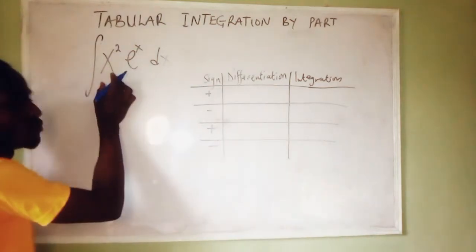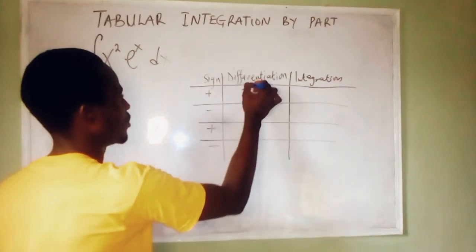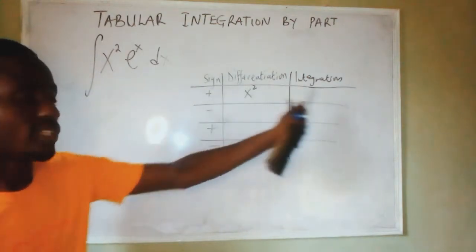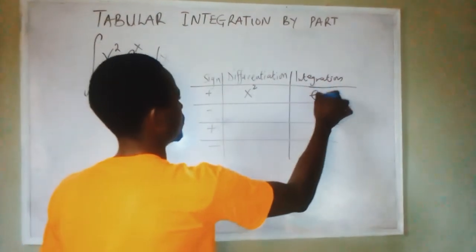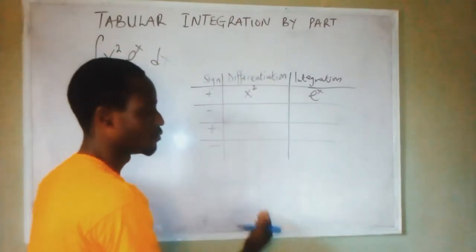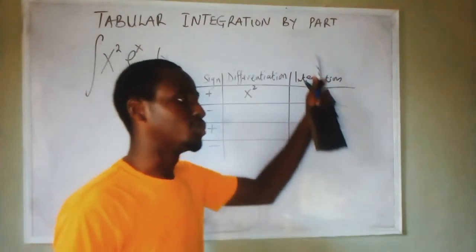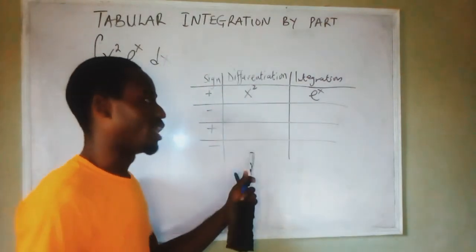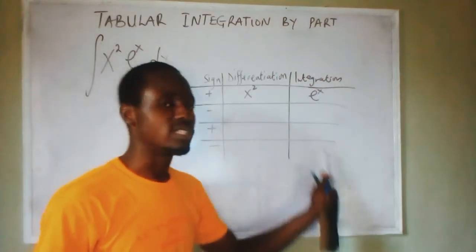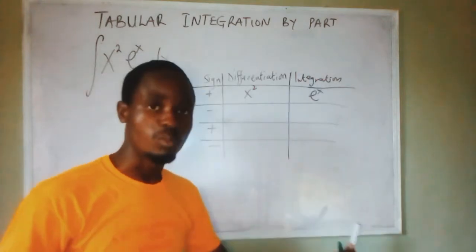Now, this first part of the integral, which means this term x squared, I'm going to place it here, x squared. I'm going to place the e raised to power x at the integral side. So I have e raised to power x. What I will do now is continue differentiating this until I have 0, and I will continue integrating this. The limit here is when the derivative is 0. Once it has reached a point where the derivative is 0, then I'll stop the integration as well.